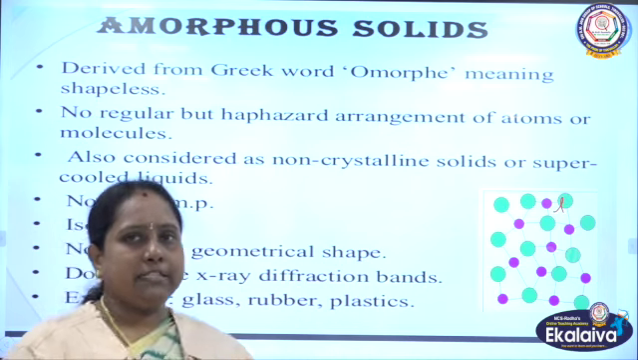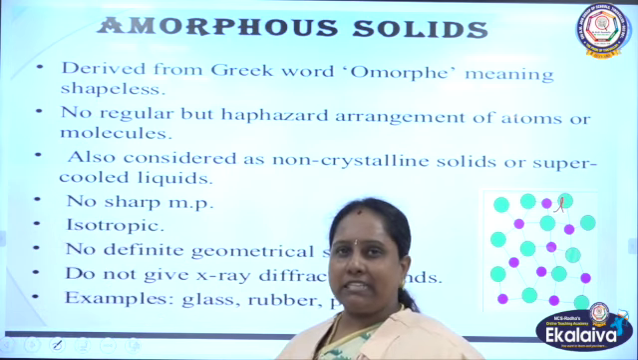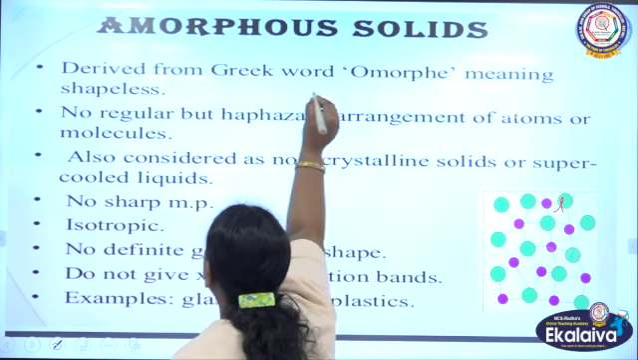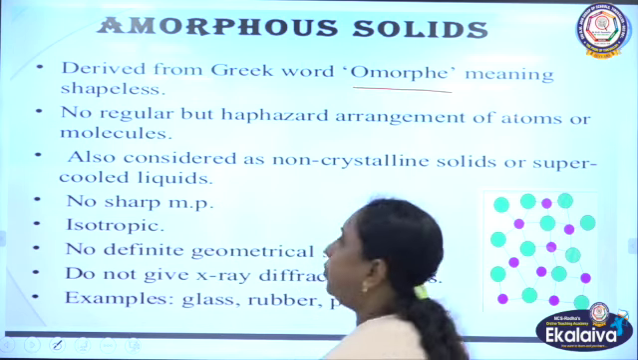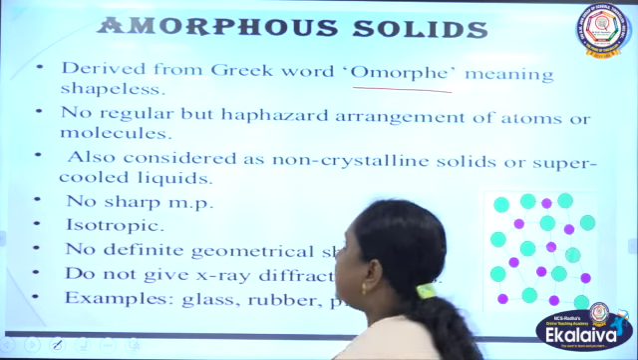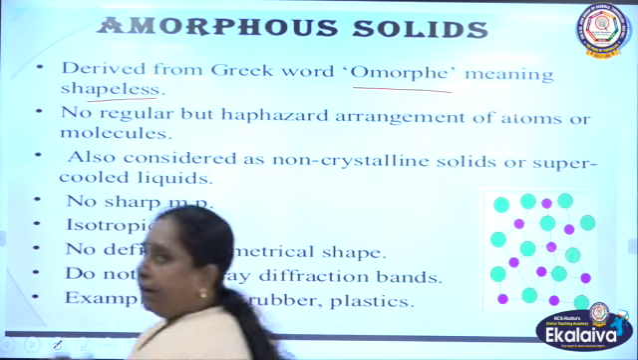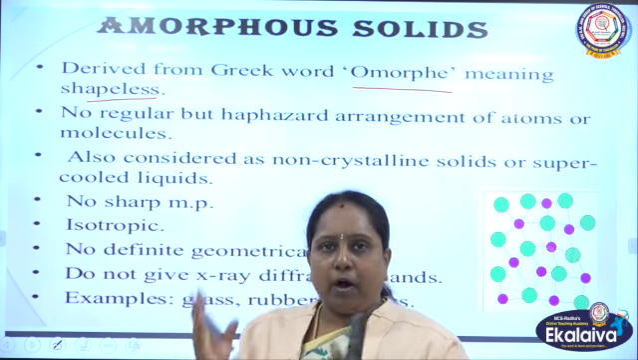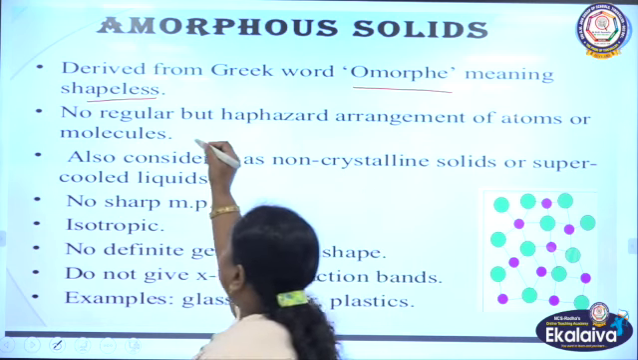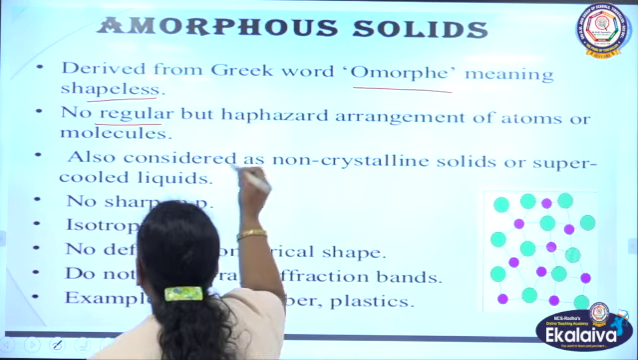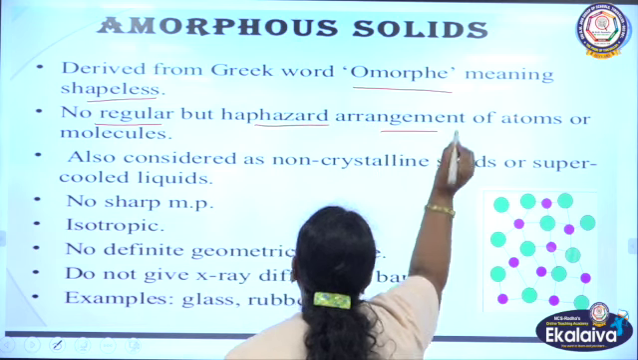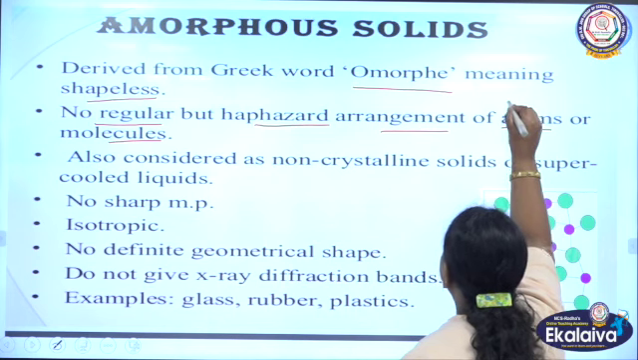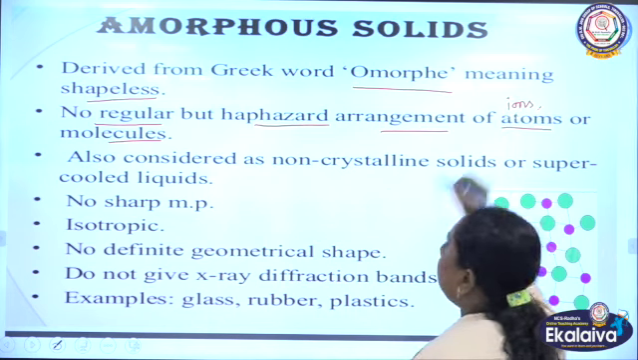Amorphous, the term is new actually, because we are already familiar with the crystalline solids, which are soluble in nature, whereas amorphous is a word derived from the Greek word amorphe, which means shapeless. There will be no regular arrangement of the particles. They don't have regular, distinct boundaries. The shape is not regular, and there is a haphazard arrangement of the atoms or molecules. The constituent particles may be atoms, ions or molecules.